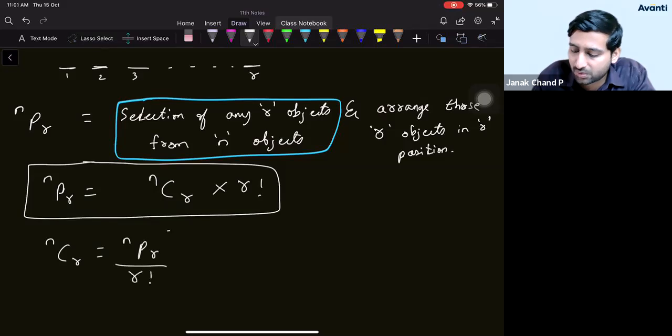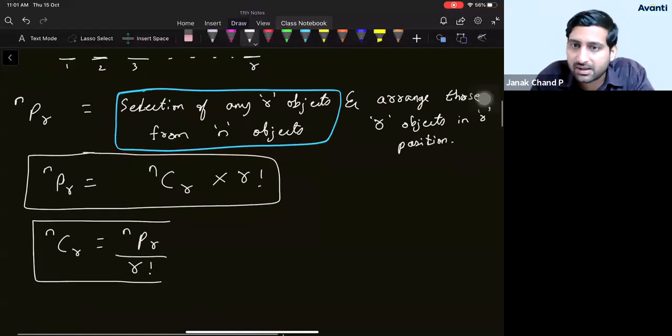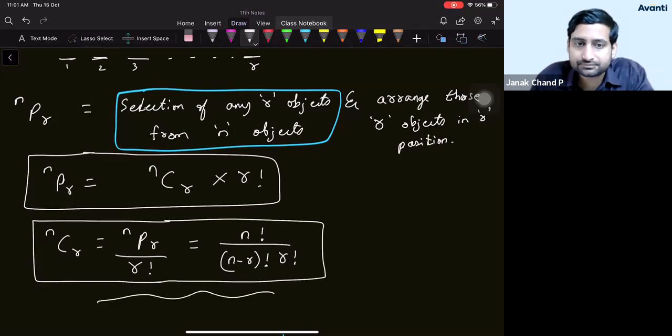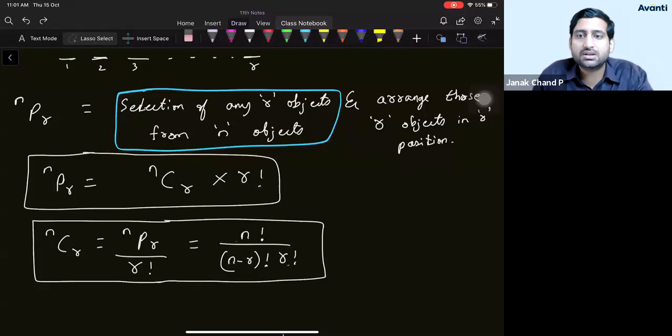divided by r factorial. We can extend this. We can write NPR using the formula we have already learned, that is, n factorial divided by n minus r factorial. This is the formula for NPR. To this, if I do one more division by r factorial, that r factorial will come here. So this itself is the formula for NCR. I hope everyone understood the formula for NCR. It is n factorial divided by n minus r factorial into r factorial.